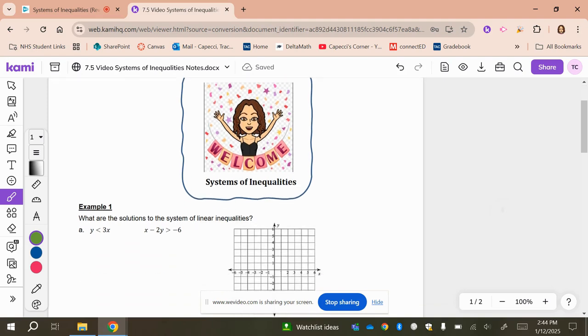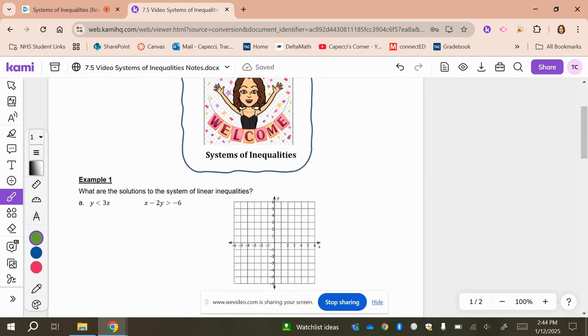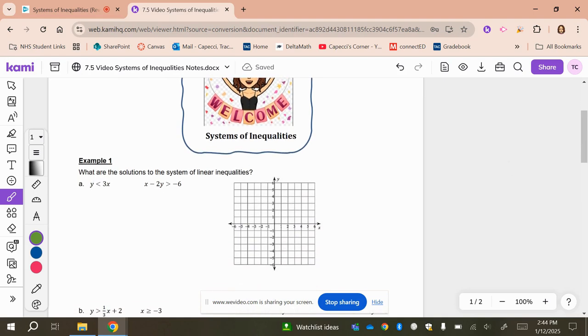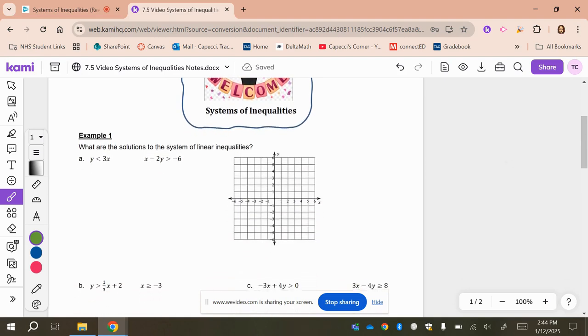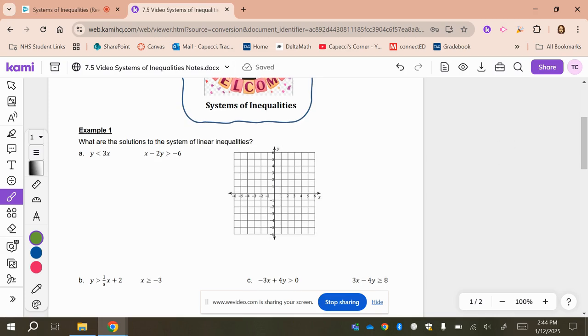Going to look at systems of inequalities. Now, we have graphed inequalities before, just with one. This time a system is more than one. So we're going to put two different inequalities on the same graph. Okay, so let's look at example one.